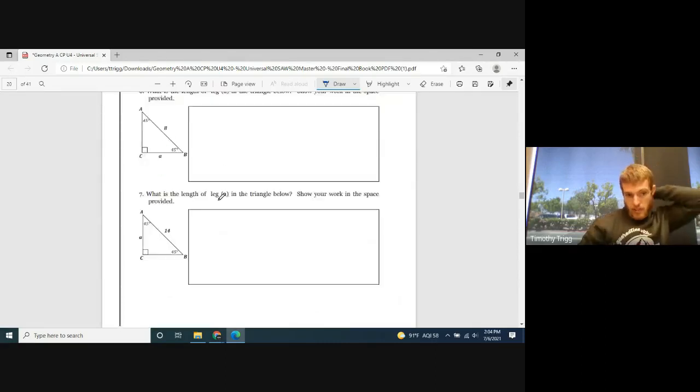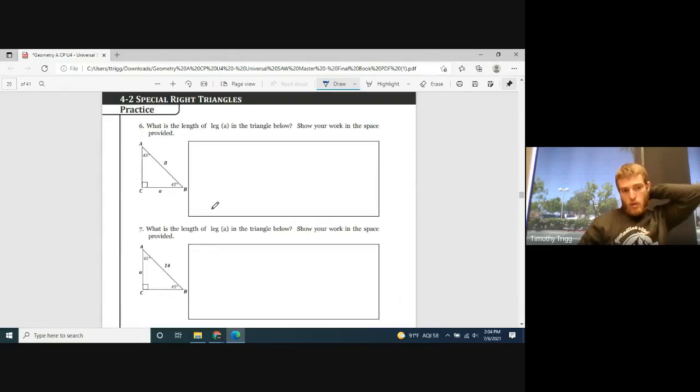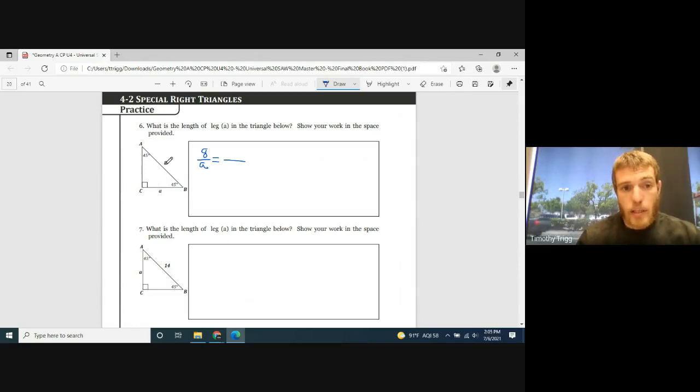Now, number 6 and 7, here's where they get a little bit trickier. It's not too bad, but I'll show you how to do it. So here, I would again set up the fraction. We can say 8 over a. But in this one's case, the leg is missing, right? I don't know what this leg's length is. I know what the hypotenuse length is. It's 8. And we know it's a 45, 45, 90.